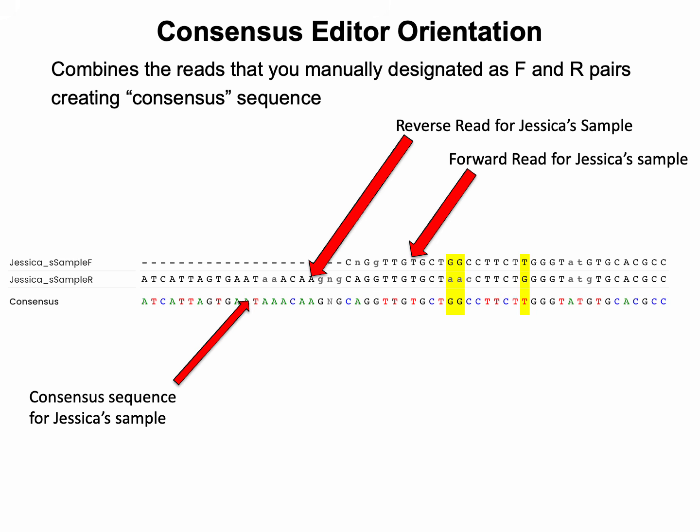Before we use the consensus editor in DNA Subway, I just want to orient you to what it's going to look like. This will be the output in DNA Subway. The top strand here in the consensus editor is your forward read. The next strand down is the reverse read, and they've been aligned. And then the bottom sequence with the colored letters is your consensus sequence.